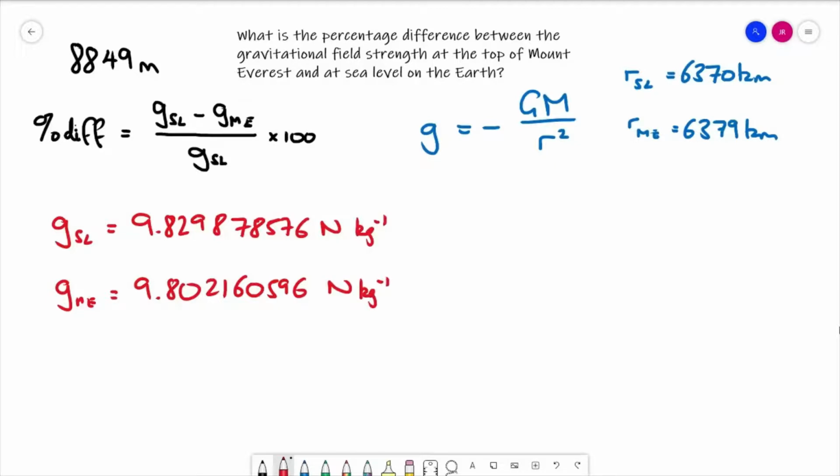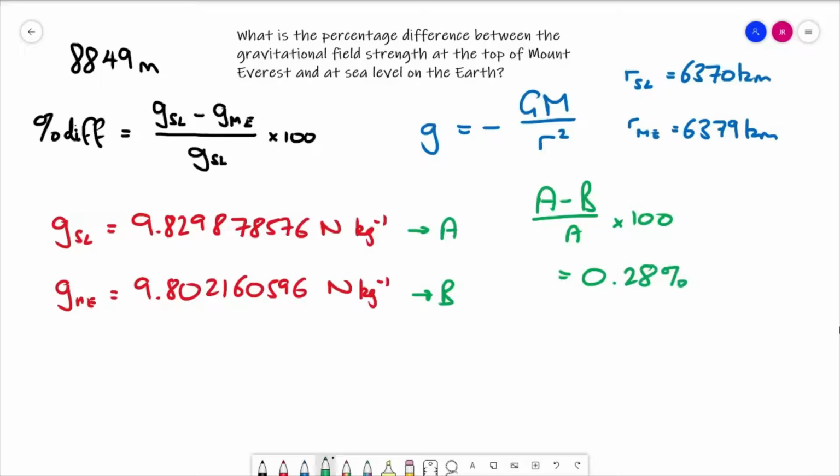Now the way that I did it was just to go back and use the memory functions. Obviously we know that the calculator has 9 different memory functions, and I just used the memory functions, in fact called sea level A and Mount Everest B, and then into my calculator using the alpha functions I just did A minus B over A multiplied by 100. And that gave me an answer, once you round, of 0.28%.